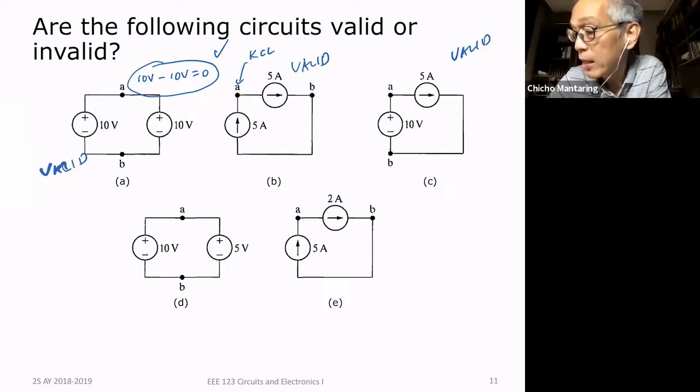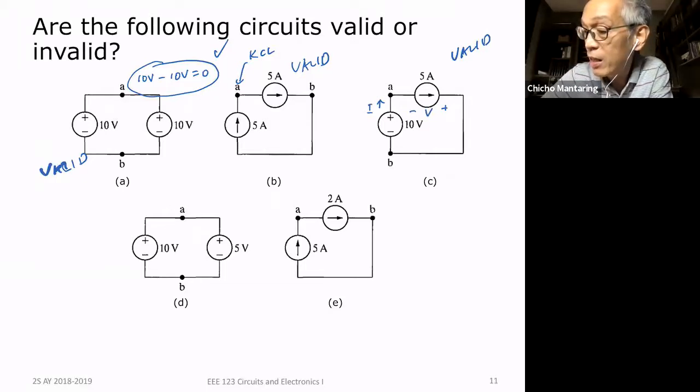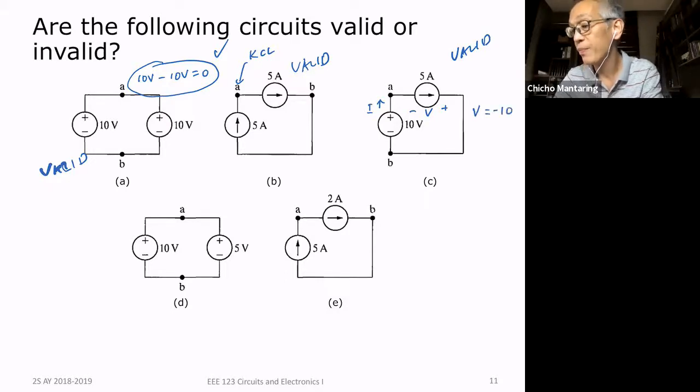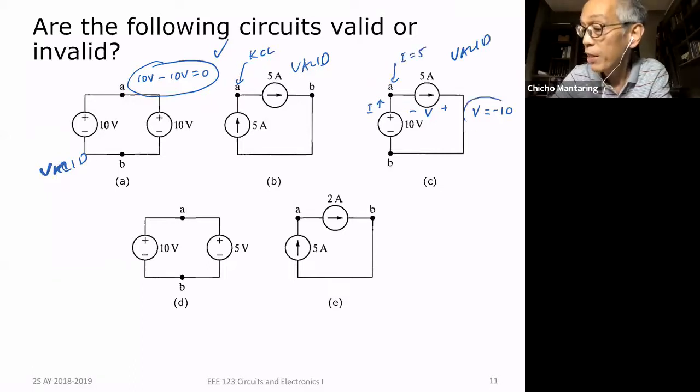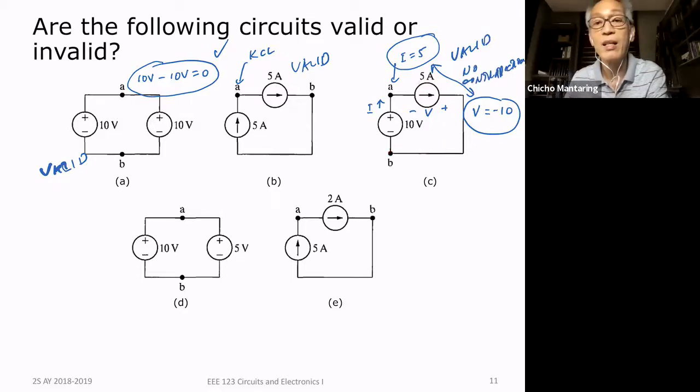Let's call this I, and let's call this V. If I apply KVL here, all I'm going to get is V is equal to -10. No? That's applying KVL to this loop. If I apply KCL here, all I'm going to get is I is equal to 5. There's nothing wrong with this, and there's nothing wrong with that. In other words, these two do not contradict. No? There is no contradiction. So this is still a valid circuit.